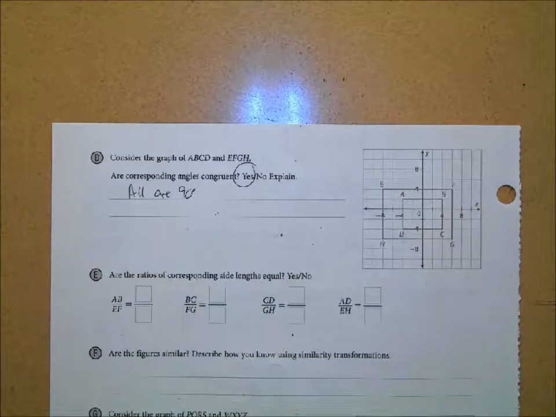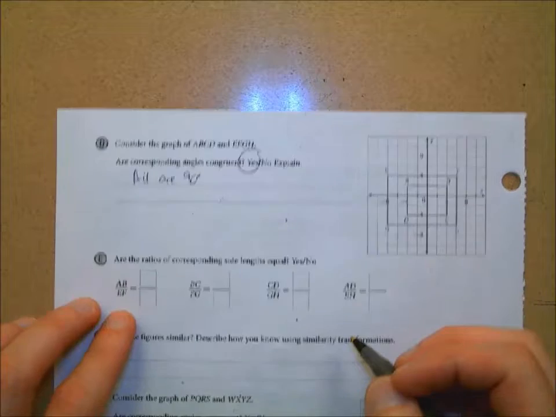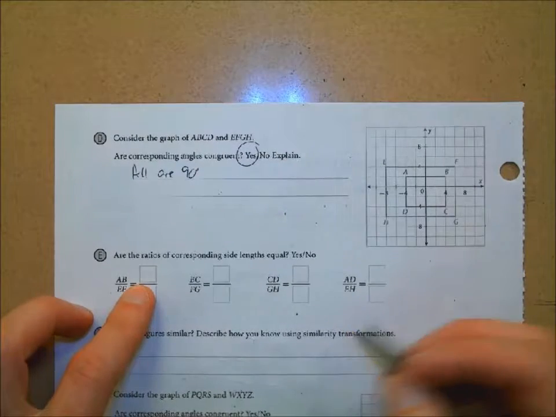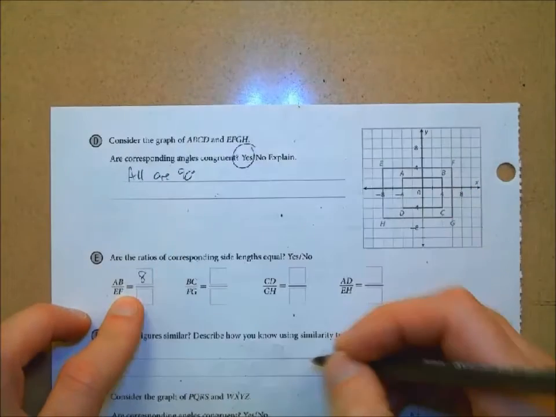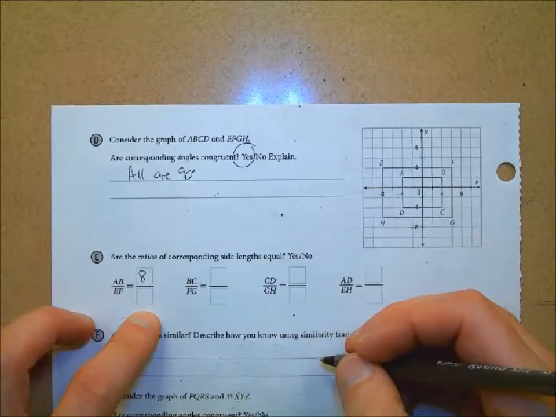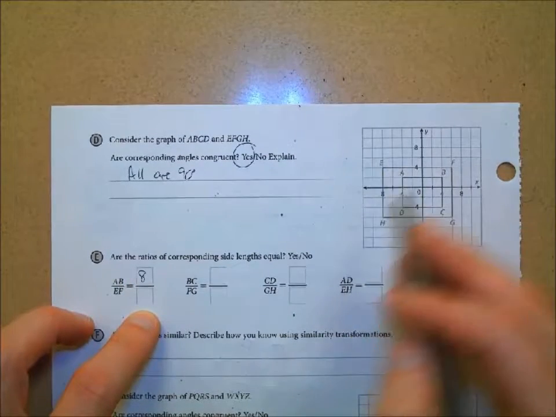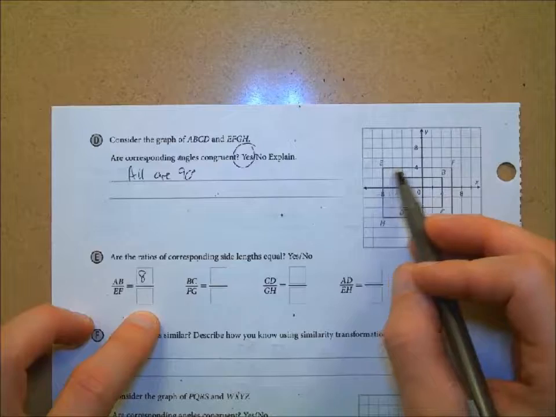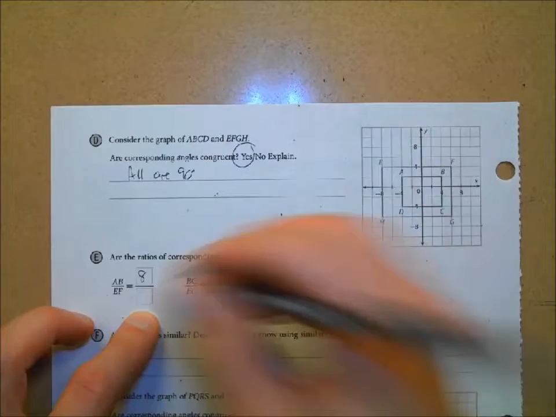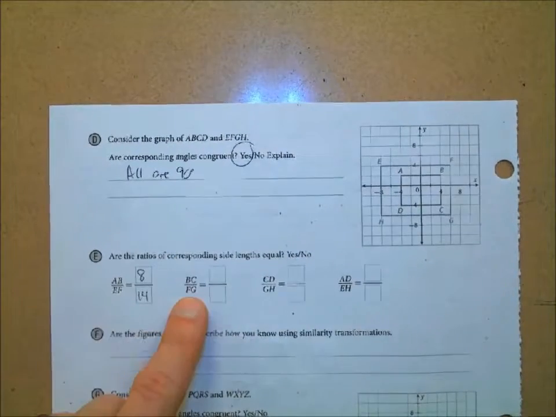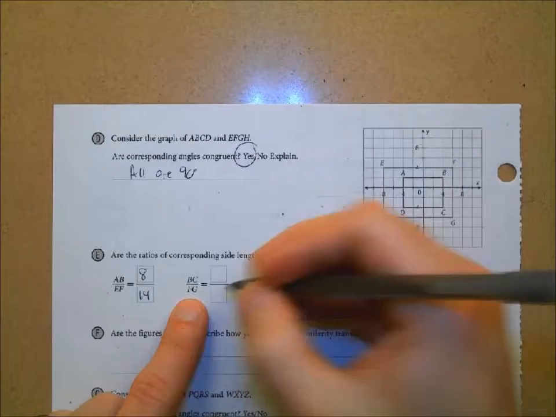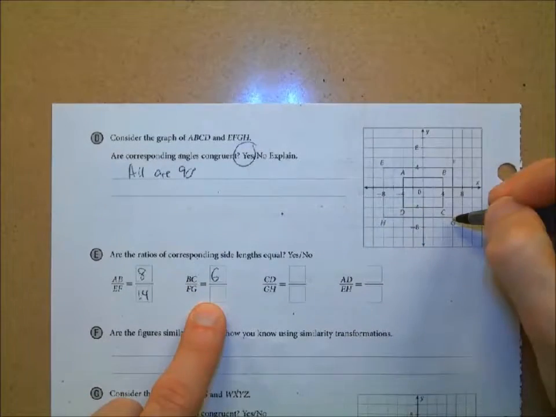Are the ratios of the corresponding side lengths equal? Well, let's check here. What's the length from A to B? Yeah, good. It's 8. We're counting by 2, so be careful. It is 8 there. What about from E to F? Yeah, I think it's 14, isn't it? 2, 4, 6, 8, 10, 12, 14. Yeah, 14. Okay. How about from B to C? 6. F to G? 10.